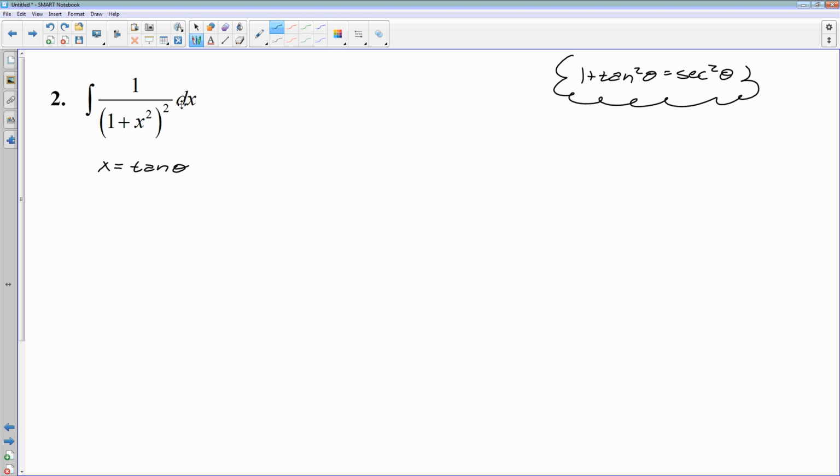But remember, you have to substitute the dx. That is the biggest mistake people make with trig substitution. You have to do dx as well. The derivative of tangent is secant squared theta. And so I will do my substitution here. So this turns into 1 over 1 plus tangent squared theta all squared. And then my dx, don't forget, you have to do the dx as well. Dx is secant squared theta d theta.